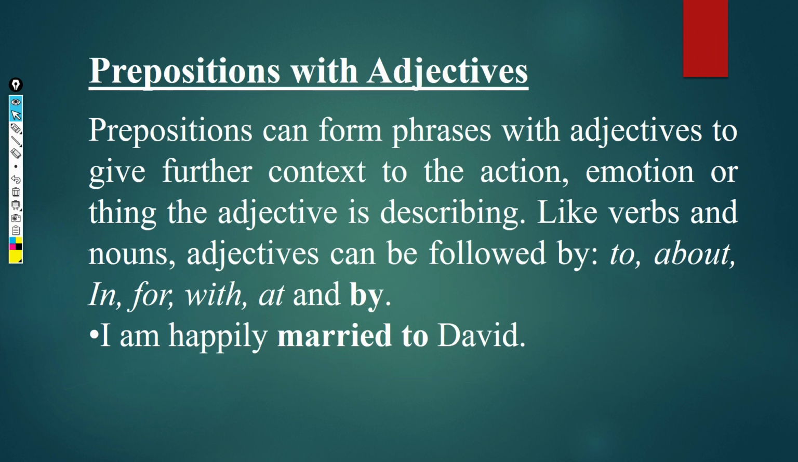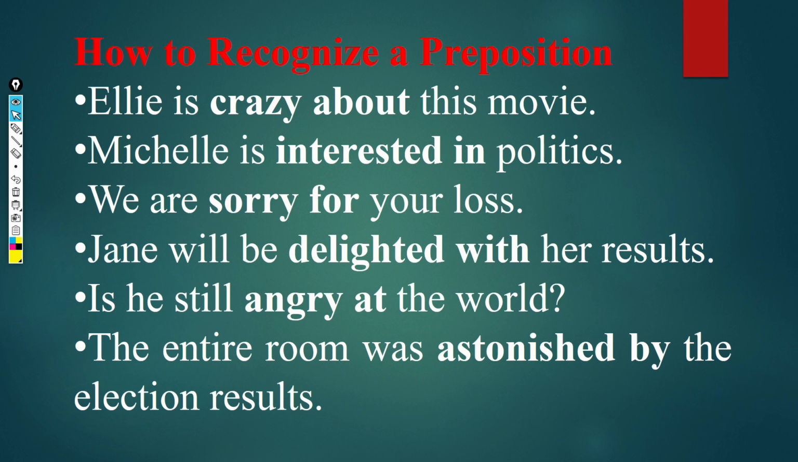I am happily married to David. Look how the word to has been used as a preposition in combination with adjectives. I am happily married to David. He is crazy about this movie. About is the preposition used in this case. Michelle is interested in politics. We are sorry for your loss. Jane will be delighted with her results. Is he still angry at the world? The entire room was astonished by the election results.